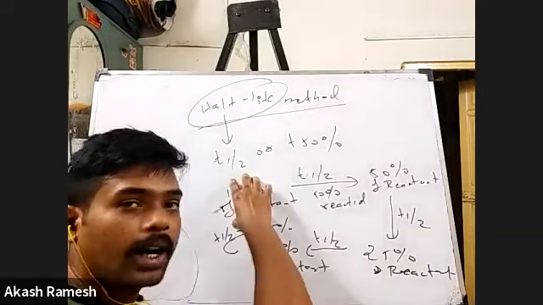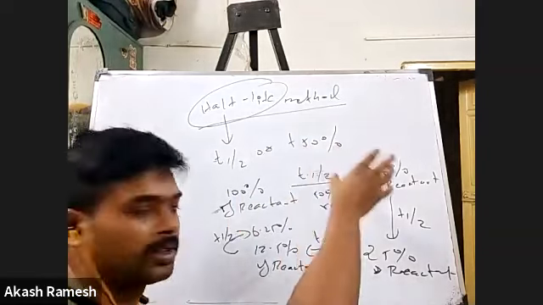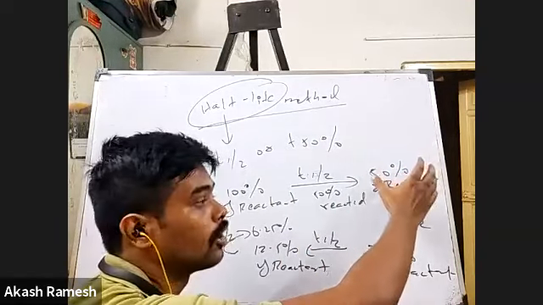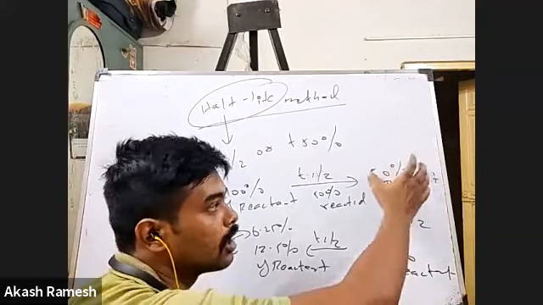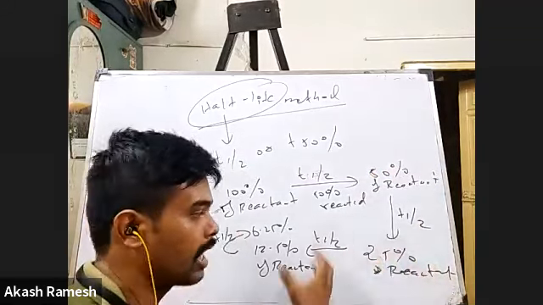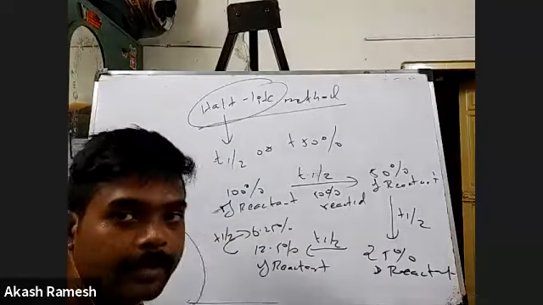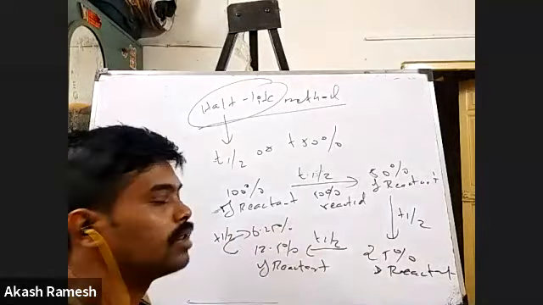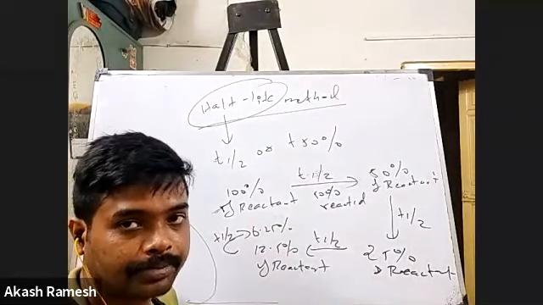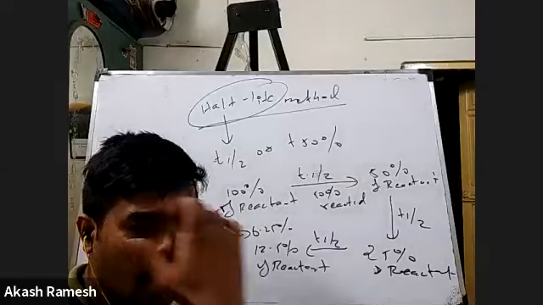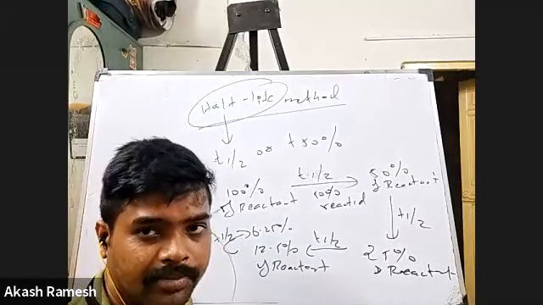Initially, after the first t half, 50% is over, and that is now the initial concentration. After the second t half, 50% of this will be remaining. Again after the next one, 50% of this would be remaining, and after that, 50% of this. This is how t half works. T half is an indication of how fast the reaction occurs.